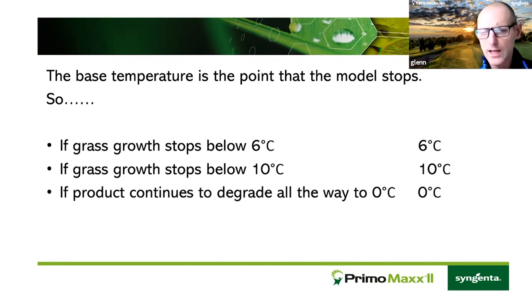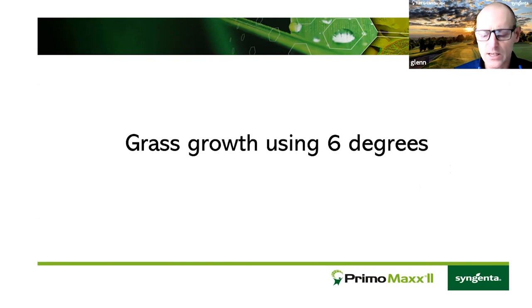And if you think about that, if you've got a product in the ground, you would expect it to be breaking down microbially over time. It would be getting used all the way down to 0, to that point it freezes. If you freeze it, then you would expect it to kind of stop degradation. But apart from that, you would expect it to be breaking down, albeit slowly. So if you want to measure grass growth in our kind of climate in cool season, it's 6 degrees. If you want to measure product degradation, it is 0 degrees.